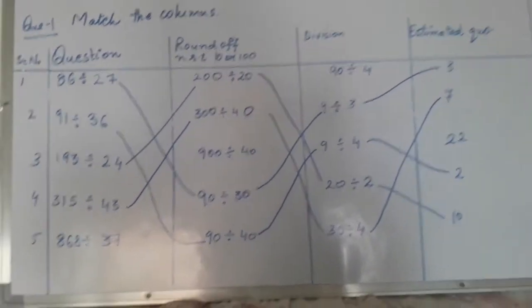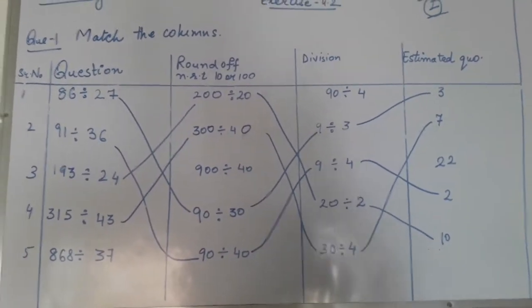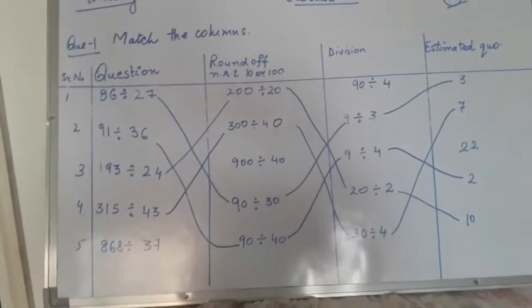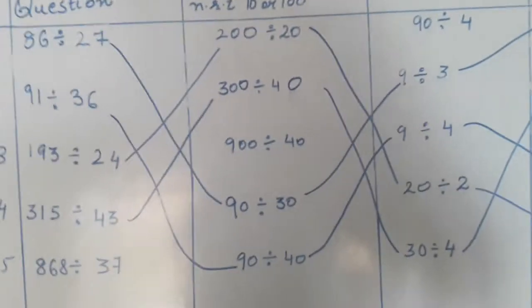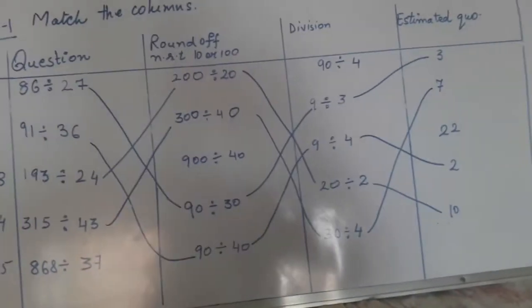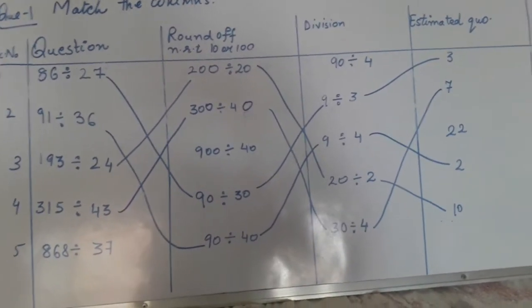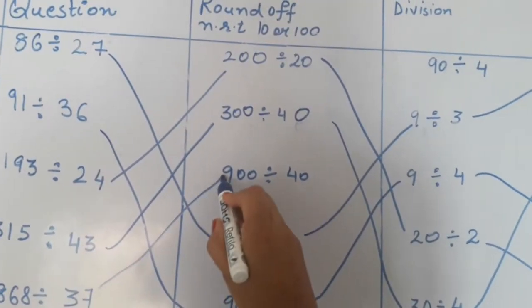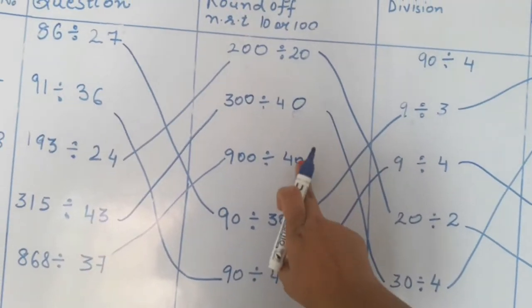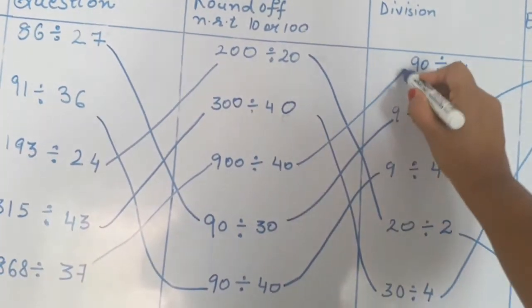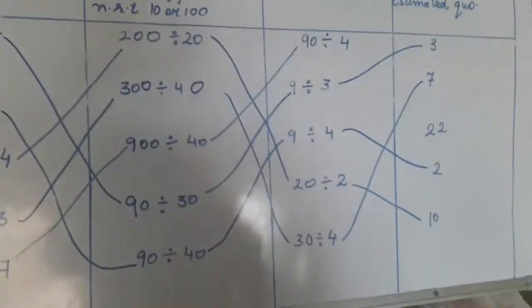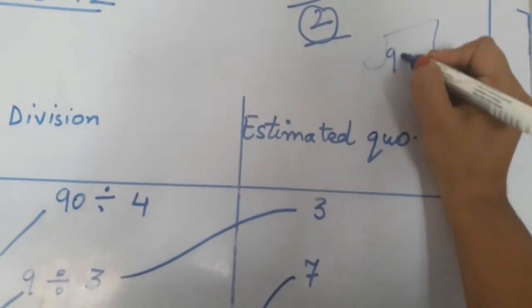Okay, now next is fifth question, fifth part. 868 divided by 37. Now again, if you want to round off nearest to 100, your 868 becomes 900 and 37 becomes 40. So it matches with this, right? And now 10 cuts with this 10, and we will be left with 90 divided by 4.